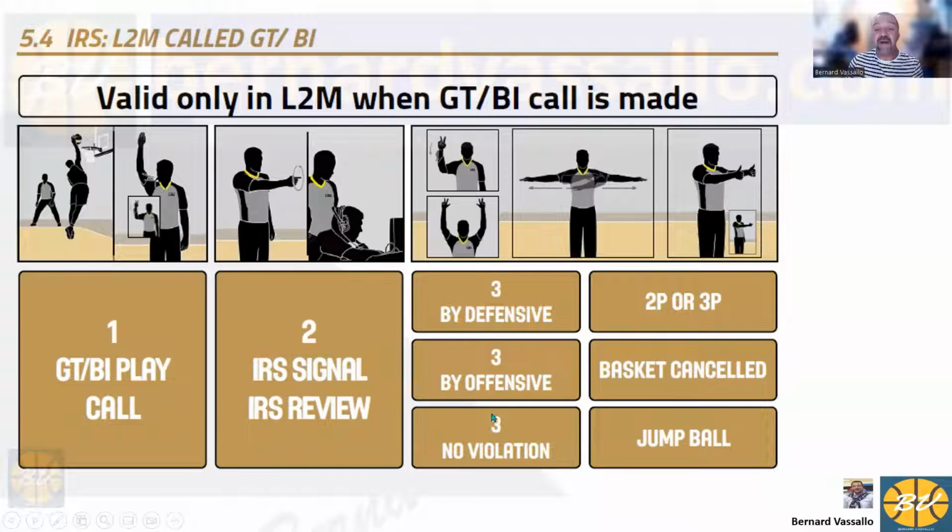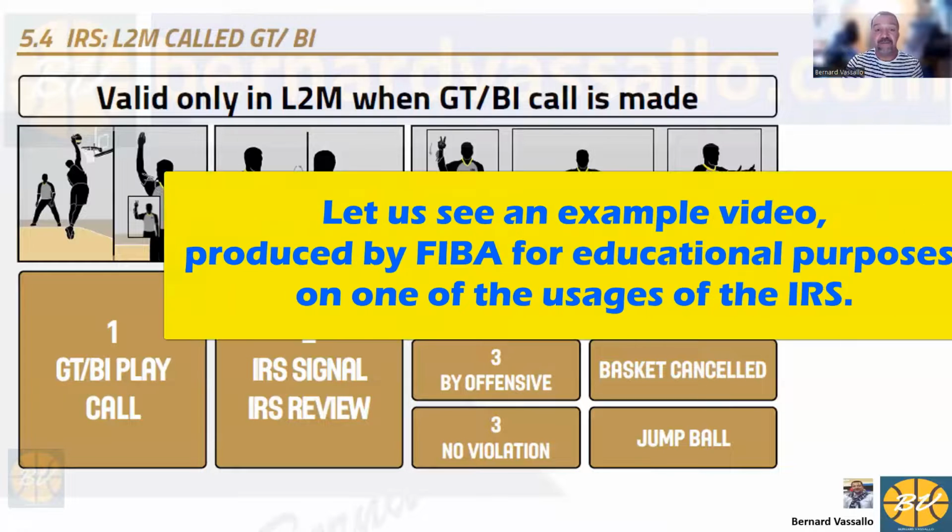Obviously, if there is no violation, therefore the referees have made a call, but the review shows that everything was legal, for example, from the defensive team, there is no violation, and the game will resume through the use of a jump ball situation. Therefore, in our case, using the arrow, the possession arrow, to determine who will get the next ball out of bounds.